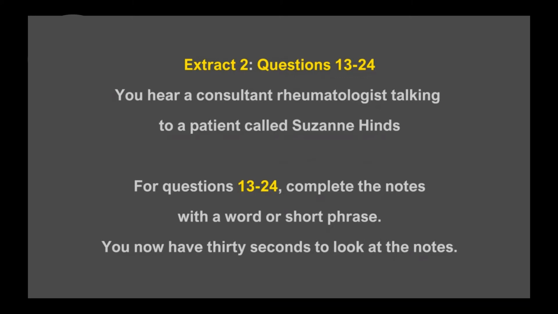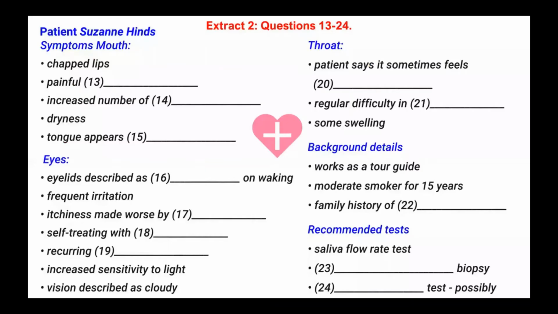You hear a consultant rheumatologist talking to a patient called Suzanne Hines. For questions 13 to 24, complete the notes with a word or short phrase. From the introduction to the extract, we know that the patient's name is Suzanne Hines and that she has come to visit a rheumatologist. I say she because the name Suzanne Hines indicates that the patient is a woman. Let's look at the questions now.